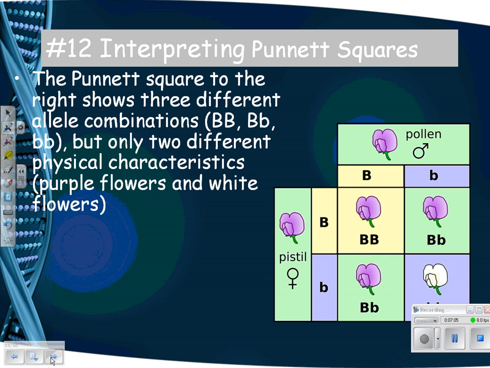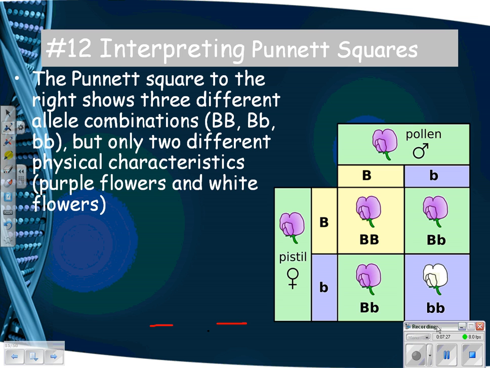The Punnett square to the right shows three different allele combinations, big B big B, big B little b, and little b little b, but only two different physical characteristics, purple flowers and white flowers. Notice that the big B's are purple too, because purple is the dominant trait. Notice that the recessive one is little b, little b.